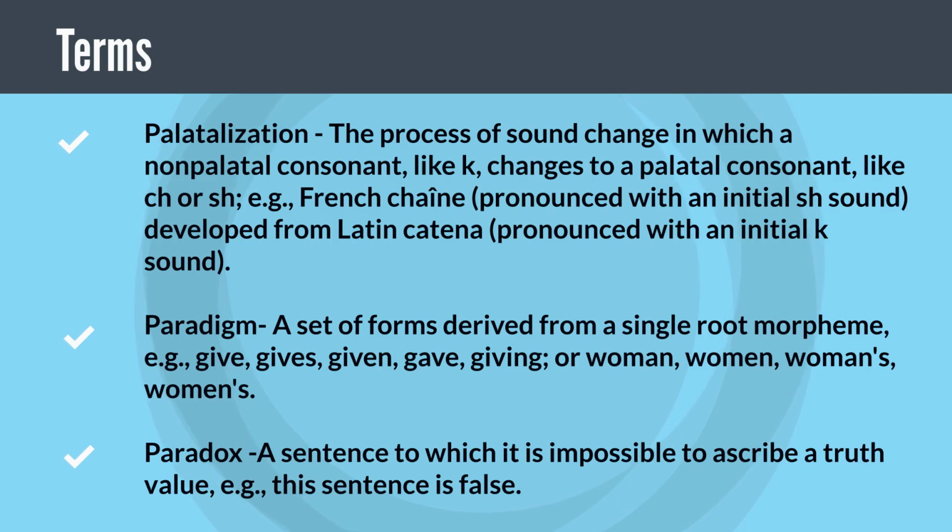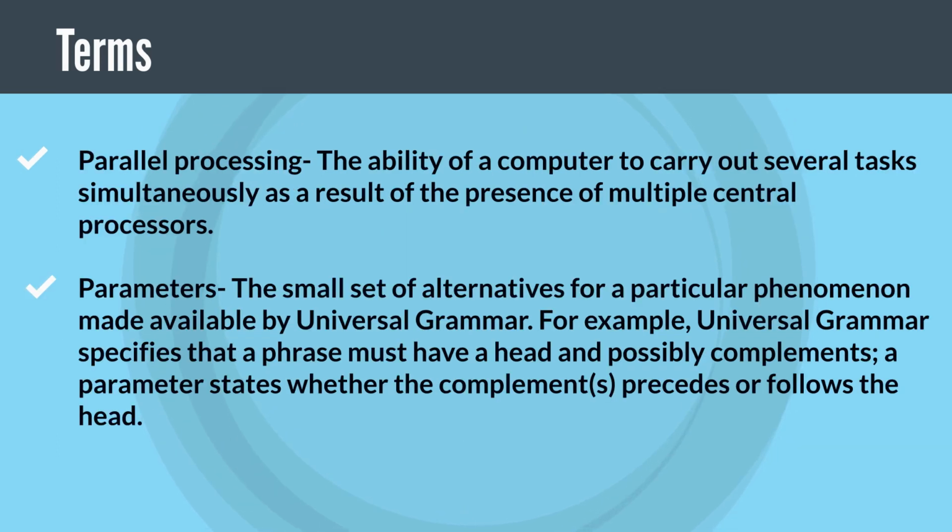Paradigm: a set of forms derived from a single root morpheme, example, give, gives, given, gave, giving, or woman, women, woman's, women's. Paradox: a sentence to which it is impossible to ascribe a truth value, example, this sentence is false. Parallel processing: the ability of a computer to carry out several tasks simultaneously as a result of the presence of multiple central processors. Parameters: the small set of alternatives for a particular phenomenon made available by universal grammar.